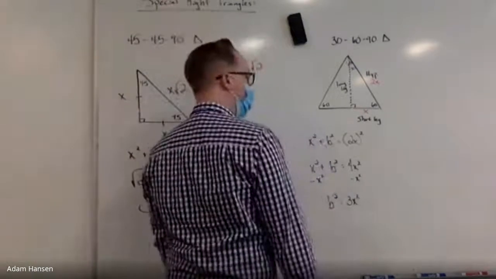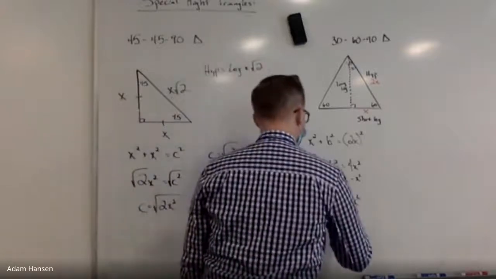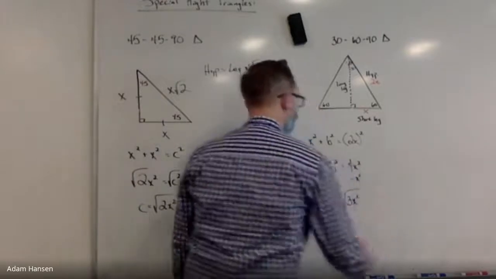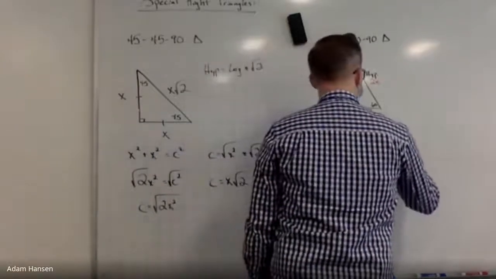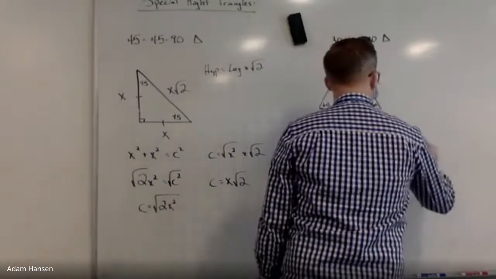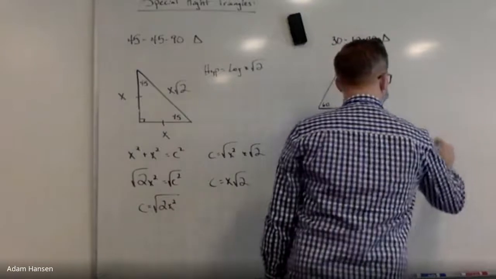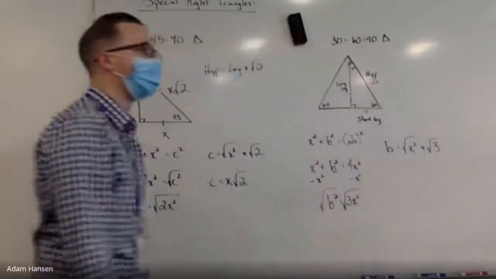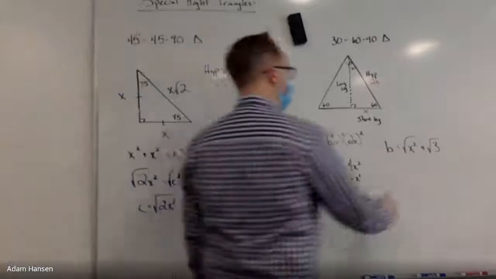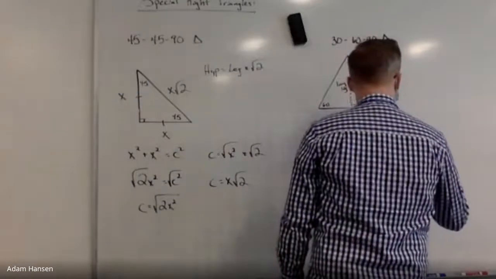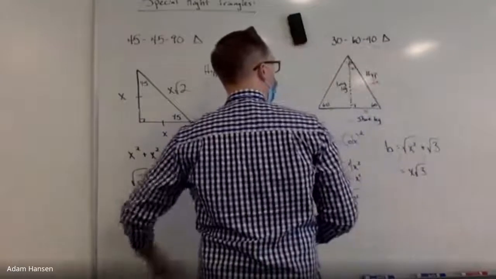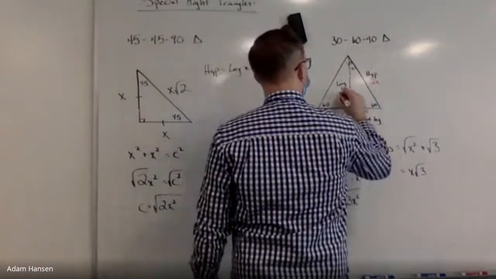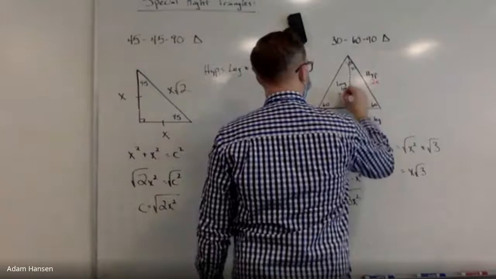Okay, what's next? Square roots. That leaves me B equal to the square root of X squared times the square root of 3. You got it. So the long leg, we're trying to find the length of in terms of X, is given as X root 3.